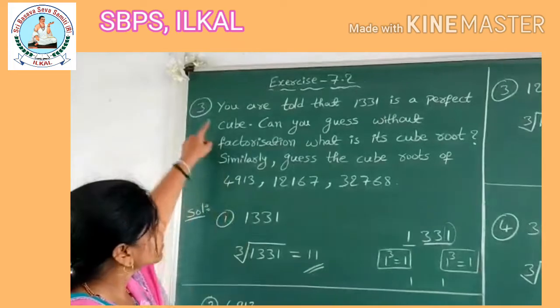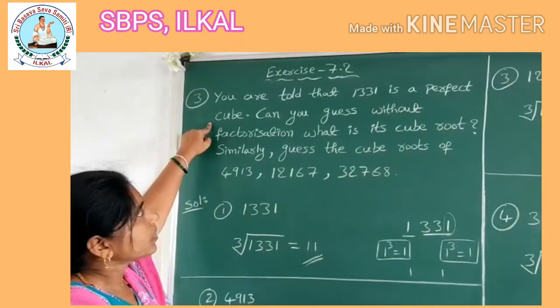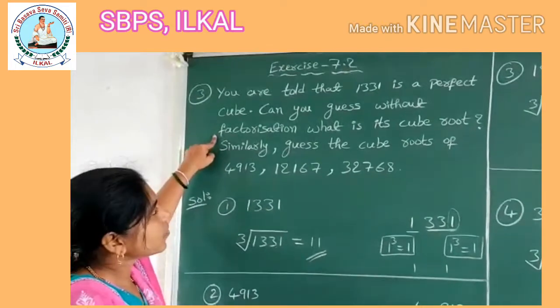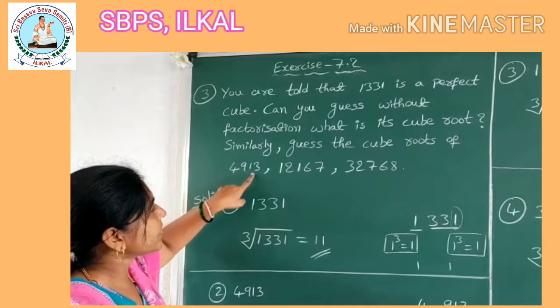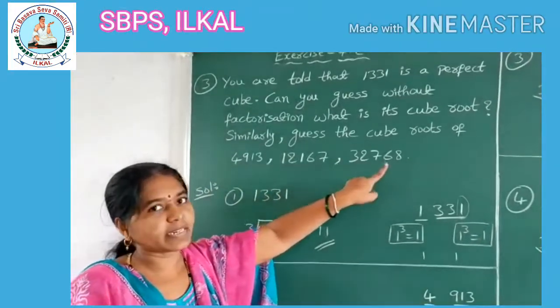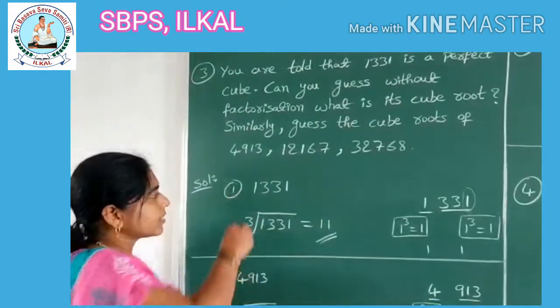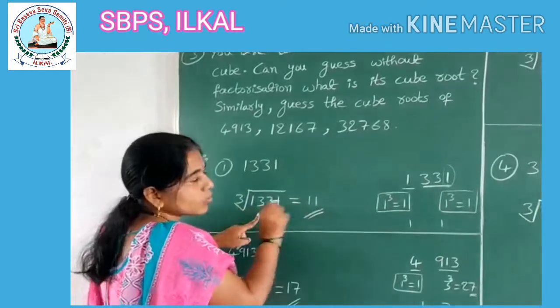Next question, children. You are told that 1331 is a perfect cube. Can you guess without factorization what is its cube root? Similarly, guess the cube roots of 4913, 12,167, 32,768. First one, 1331. Cube root of 1331 is equal to 11.